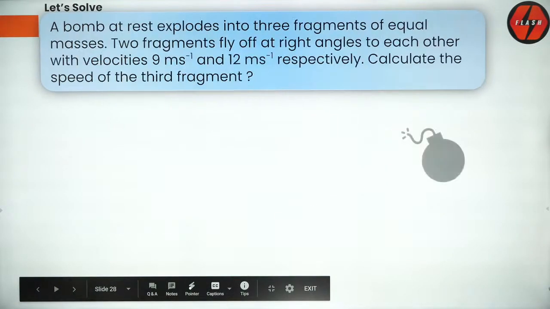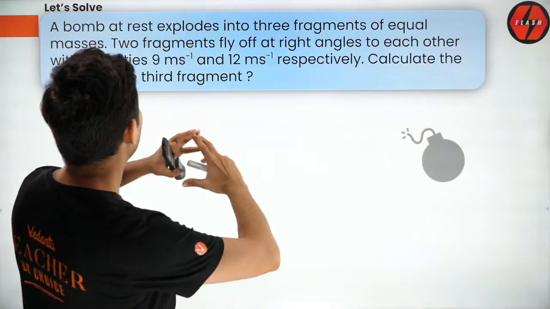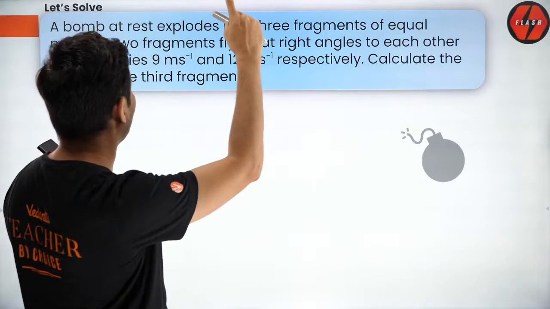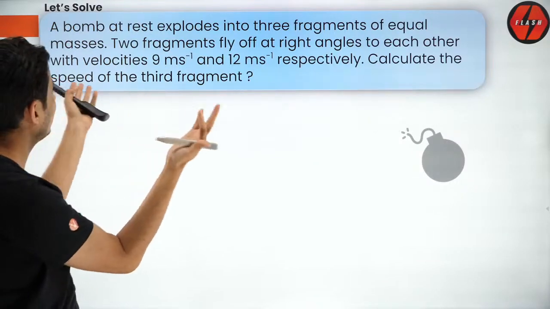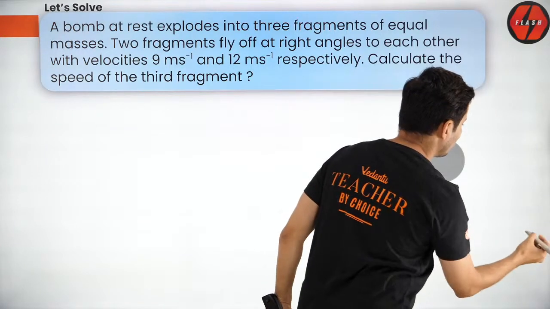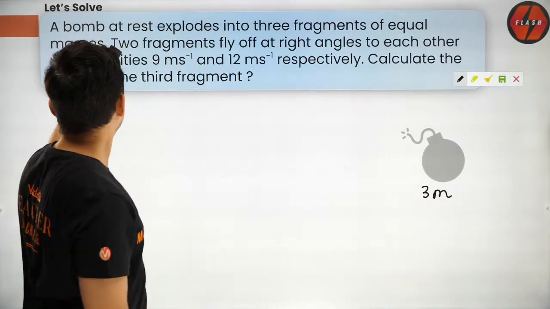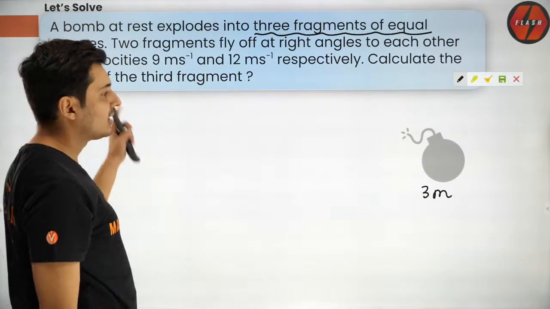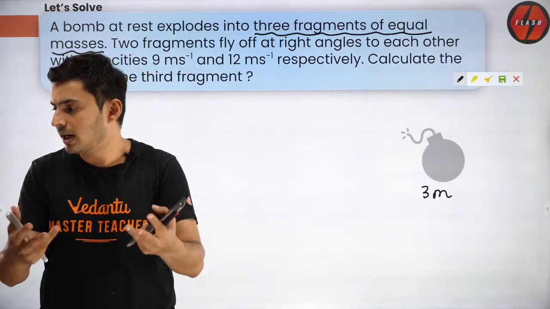Let's see how many of you get this. Now, see guys, in this particular question, a bomb at rest explodes into 3 fragments of equal masses. 2 fragments fly at right angles to each other with velocities 9 and 12. And what is the speed of the remaining fragment? Okay, let's think about it. There was a bomb, and let's assume that the bomb's mass is 3m. Why 3m? Because it explodes into 3 fragments of equal mass. That is what is given to us. So each fragment will have a mass of m, m and m each. Is that clear? Very good.